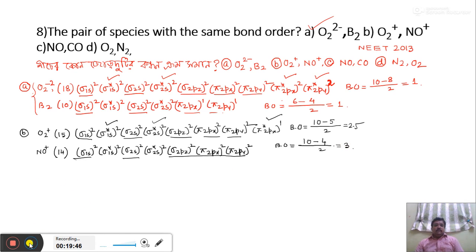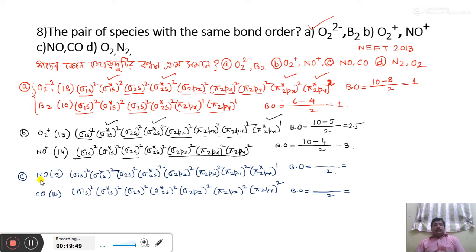In case of NO, which contains 15 electrons, its electronic configuration is sigma 1s2, sigma star 1s2, sigma 2s2, sigma star 2s2, sigma 2pz2, pi 2px2, pi 2py2, pi star 2px1. It contains 5 BMO. These 5 BMO contain 10 electrons, and it contains sigma star 1s, sigma star 2s, pi star 2px, 3 ABMO. These 3 ABMO contain 5 electrons, so its bond order is 2.5.